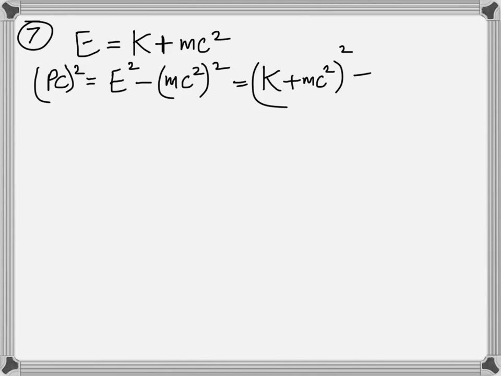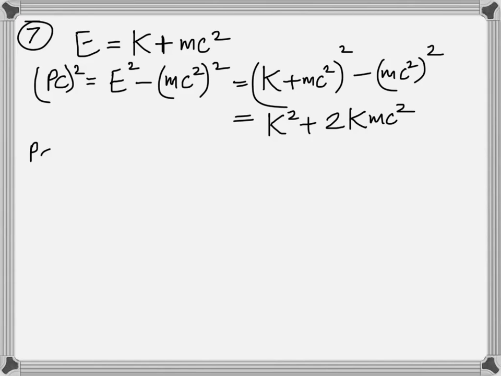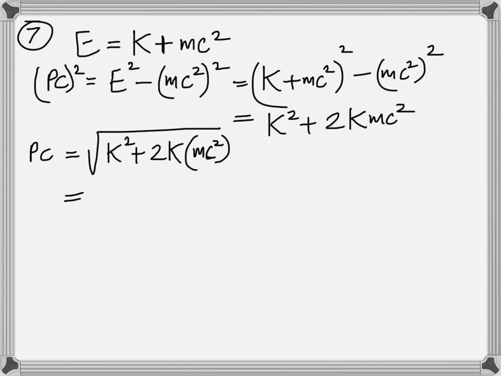(K plus mc²)² minus (mc²)². Now open that, distribute. You see that the last term gets cancelled. You only have two terms now, the first term and the middle term. And then when you take the square root on both sides, you have pc equals the square root of K² plus 2K mc². Now why did we do that? Because we know what mc² is. So when you take out K², you get 1 plus 2mc² by K.